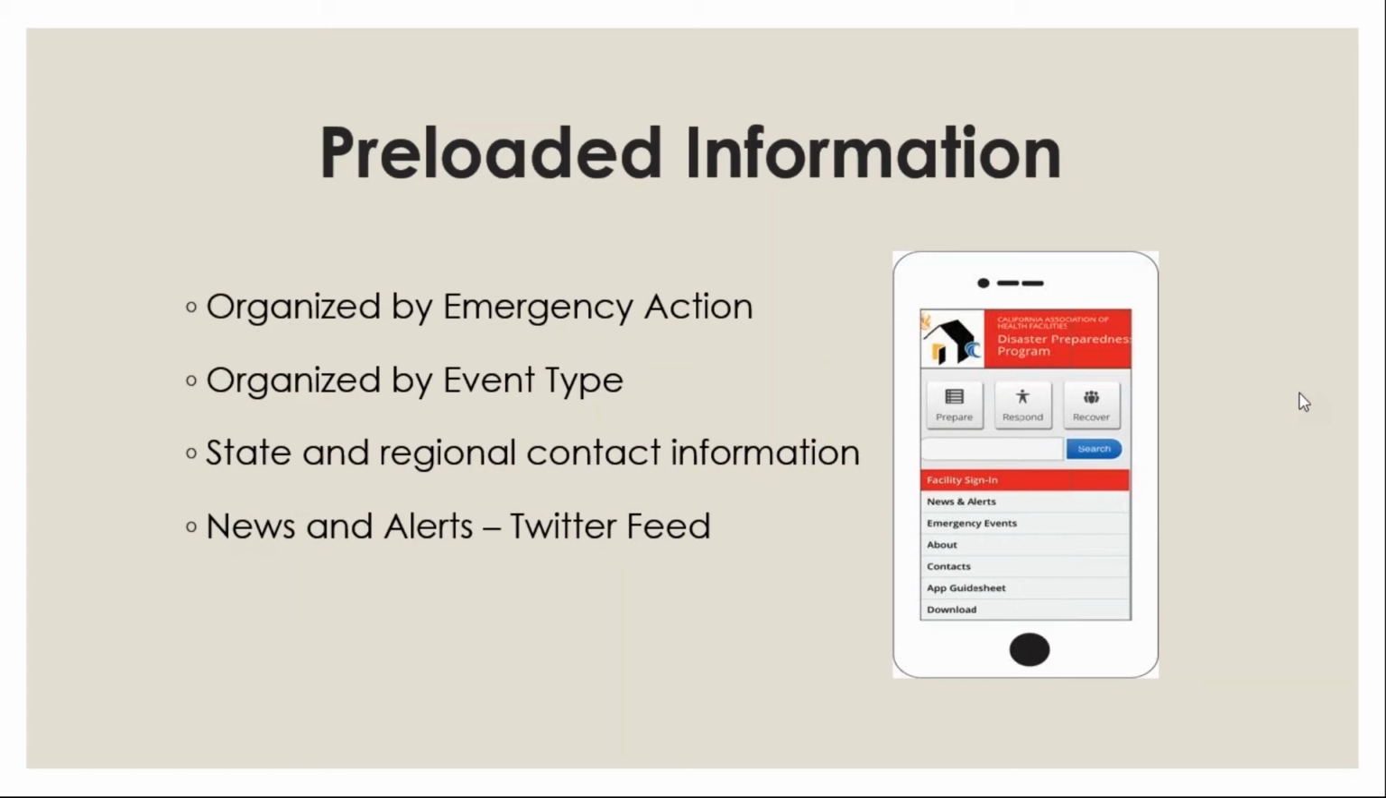We have it already loaded onto our website, which is CAHFdisasterprep.com. That's a separate website, so I won't get too much into that. But again, state and regional contact information is on there, on the DP app as well.